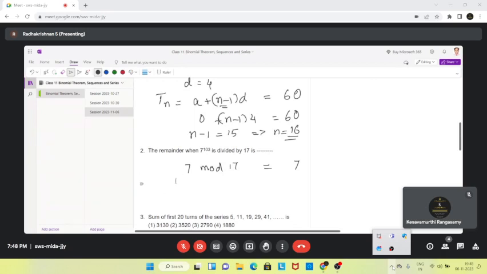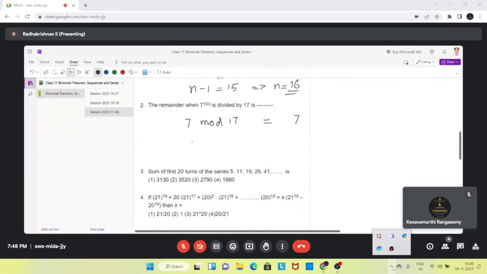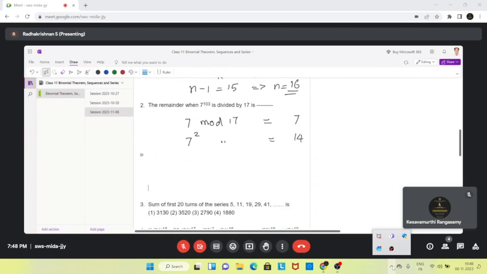Now what happens when you do 7 square? 7 square is 49. Now we need to go to 103, so we cannot go on like 2, 3, 4, etc. But now we can start jumping. So from 2 we can go to 4. So what is 7 power 4?